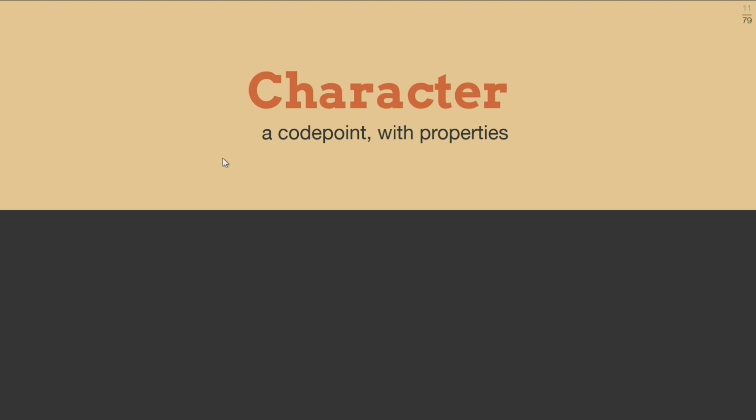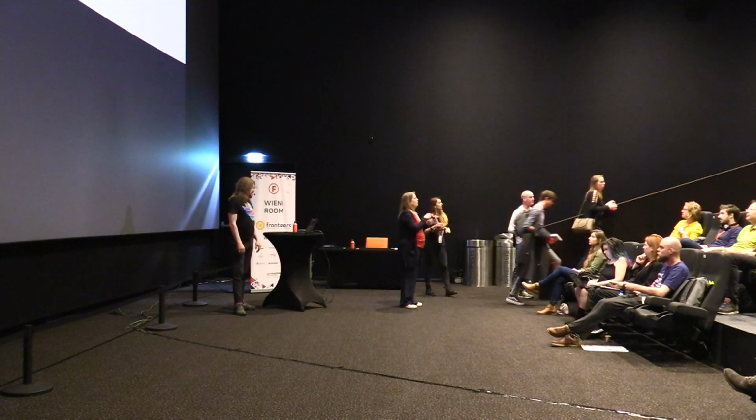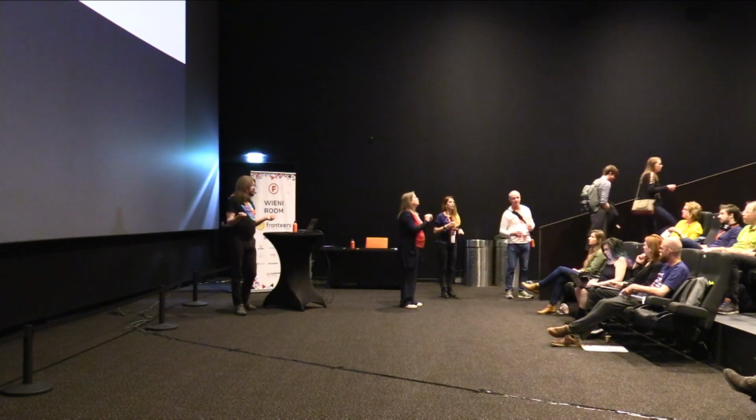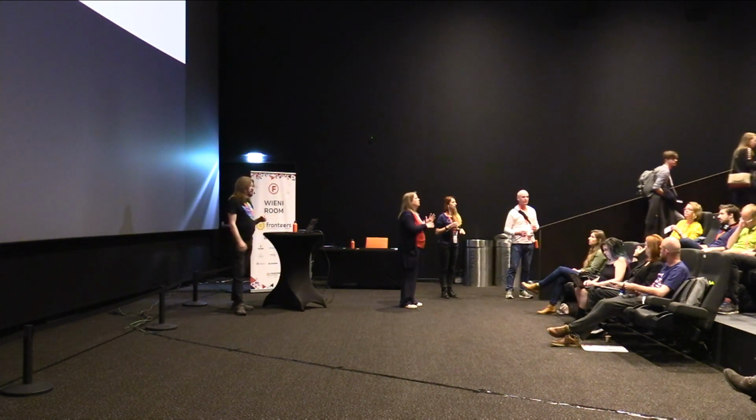So, a little bit of terminology. First of all, what is a character? A character is a number. It's a code point. It's a place in Unicode. So, for example, the letter capital A is 65. But it's more than that. It also has some properties. So capital A is a capital letter. It is not a lowercase letter. It's not a space. It's not punctuation. It's not a number. So this set of properties is associated with a character.